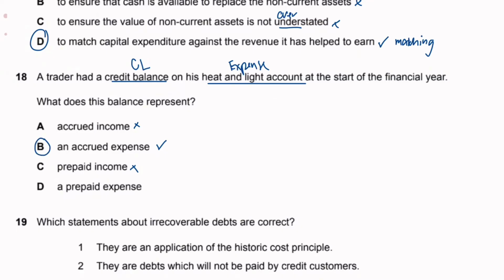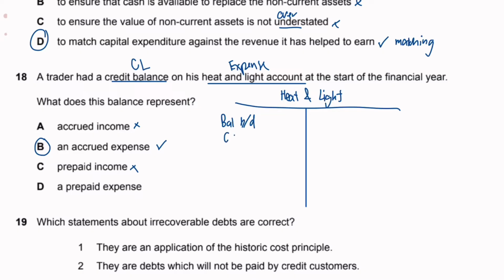But if you want, I can draw the account for you for better visualization. So this balance b/d, this one is a current asset, which is prepaid expense. Then this one is accrued expense. Okay, so that's all.